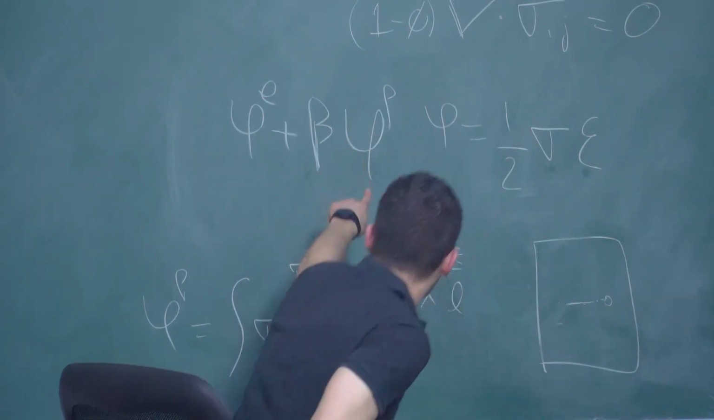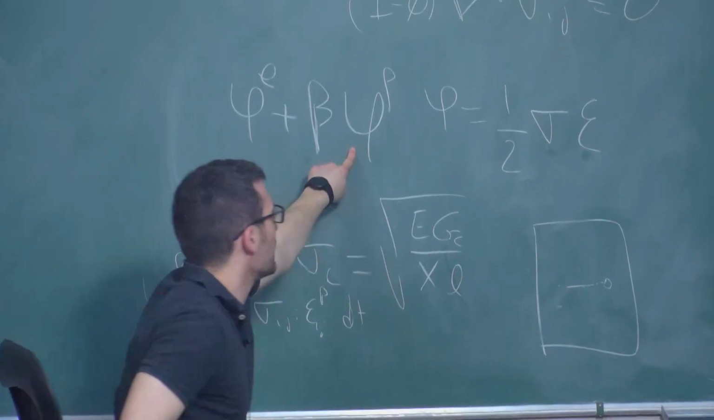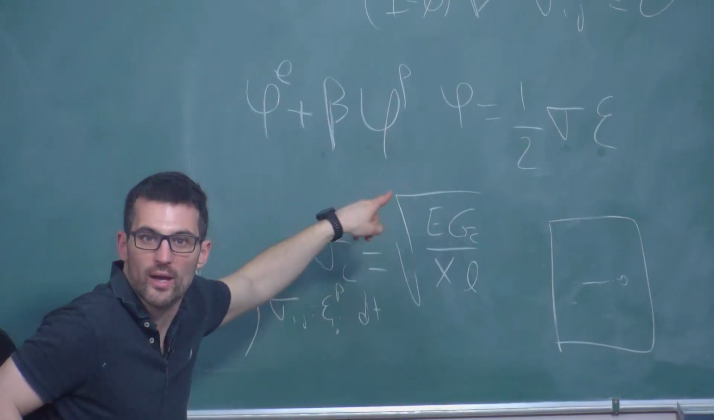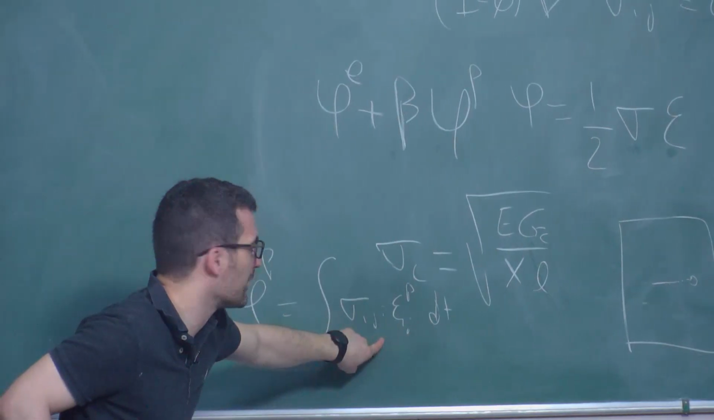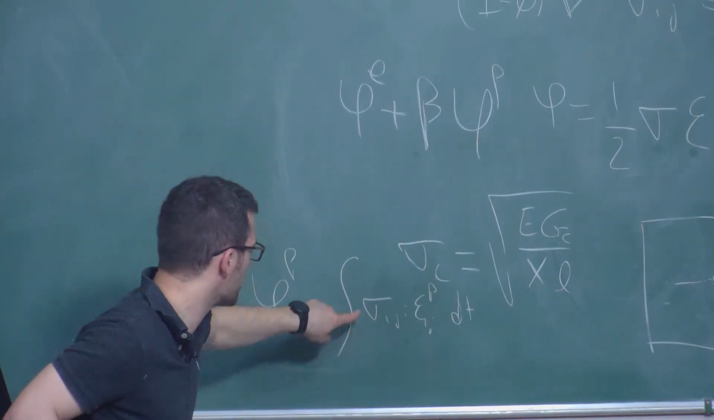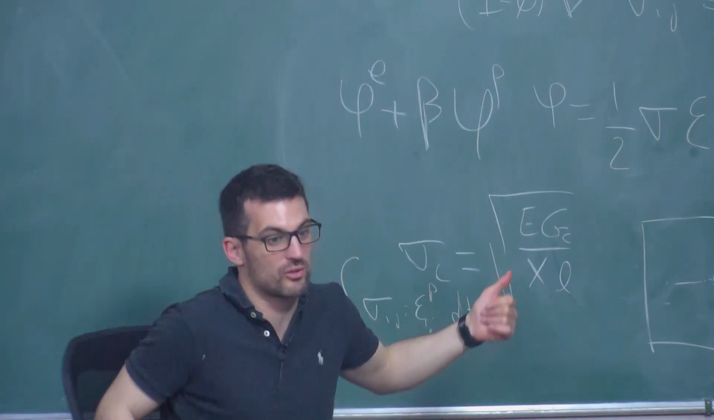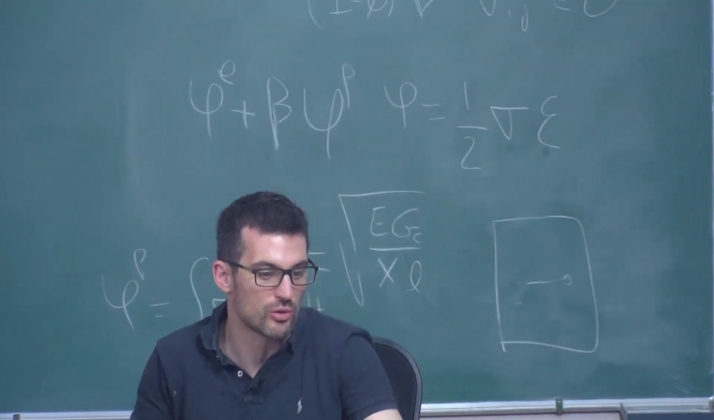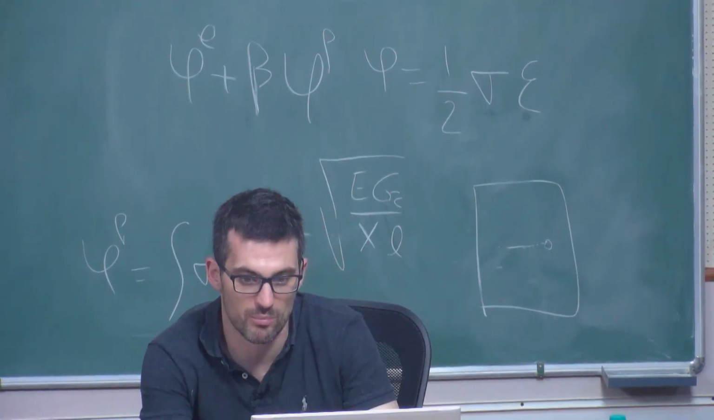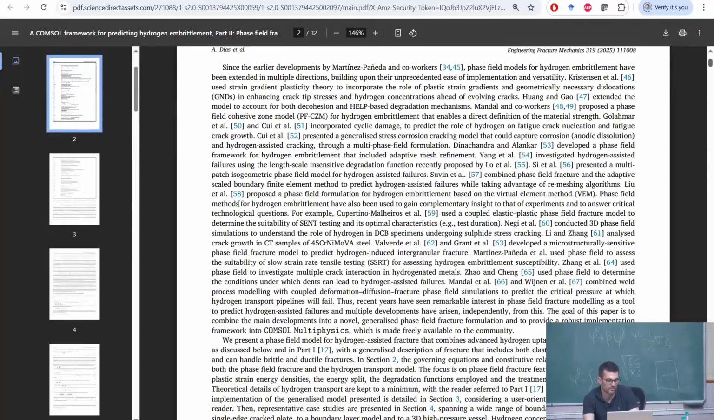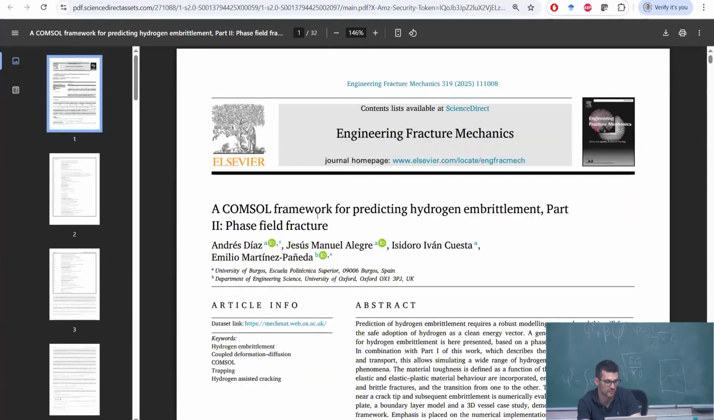Some people ask me how to compute this one. You can always do it in an incremental way, computing for every increment the dot product of the tensors. But there are also, of course, analytical solutions. In this case, this is a recent paper where we discuss implementing incommensurable facial fracture for hydrogen embrittlement.